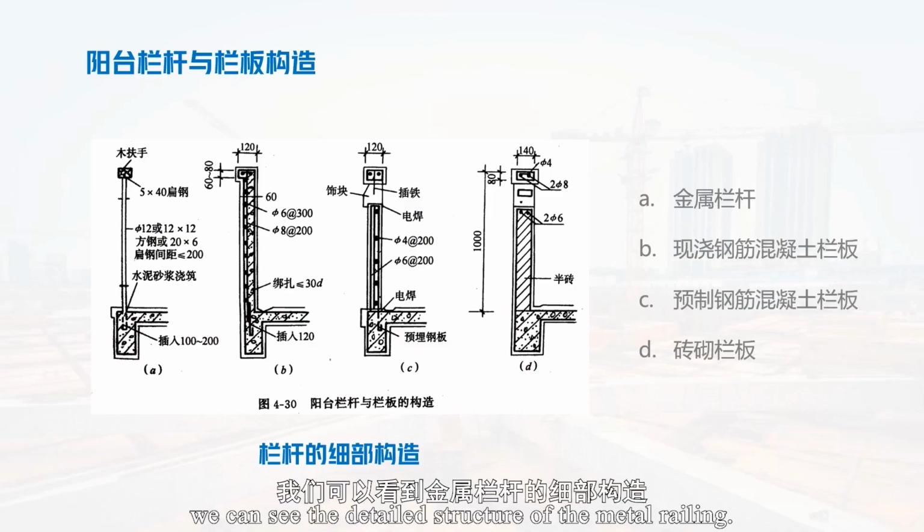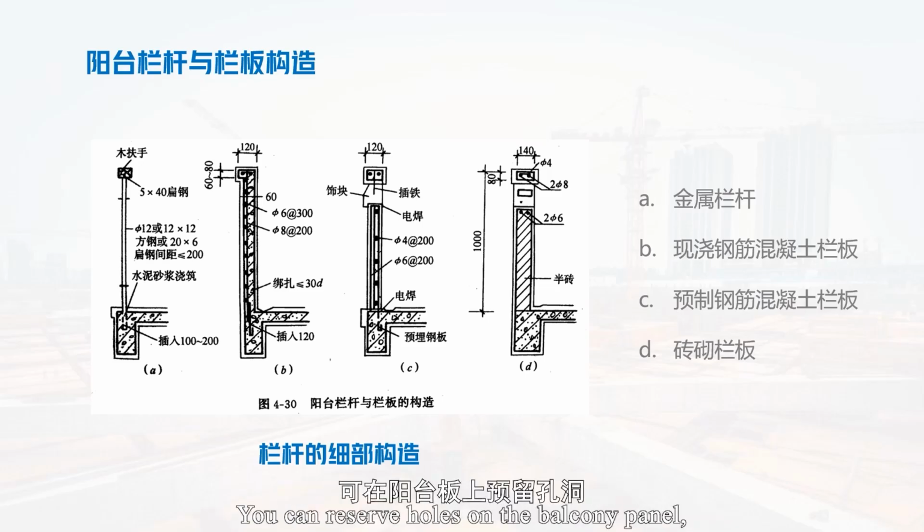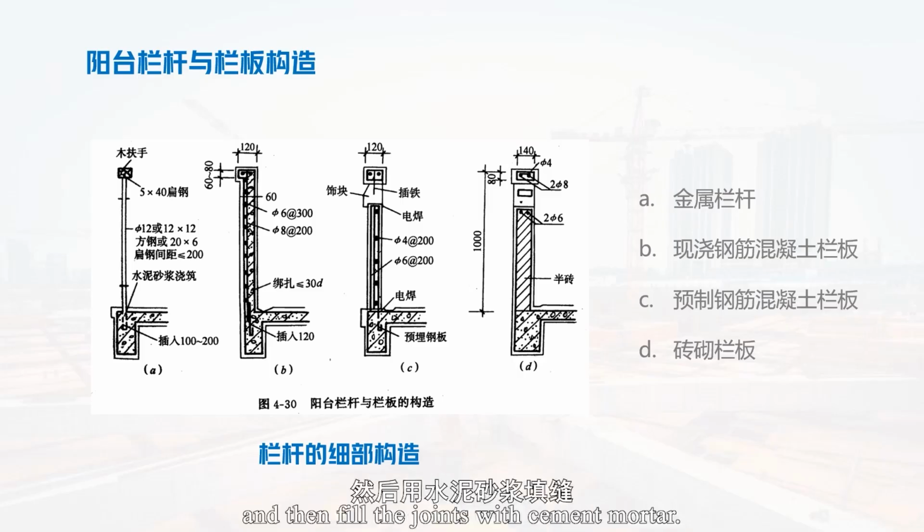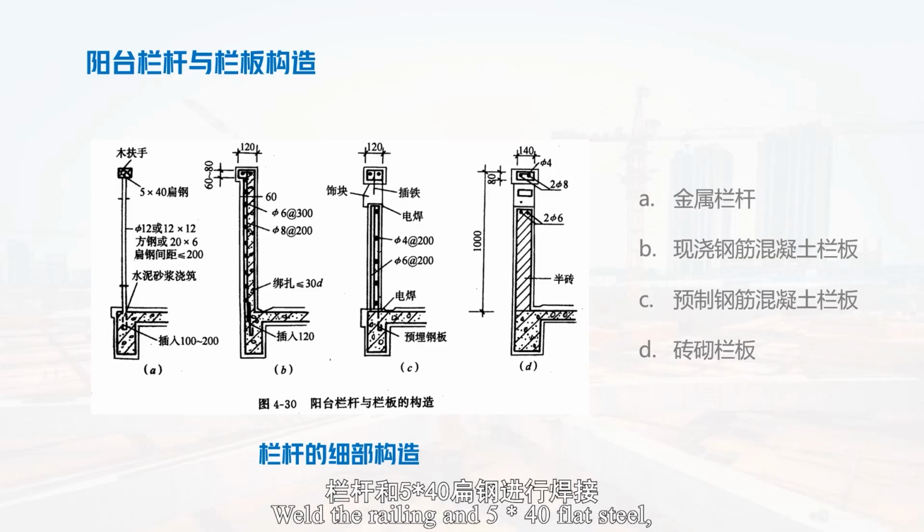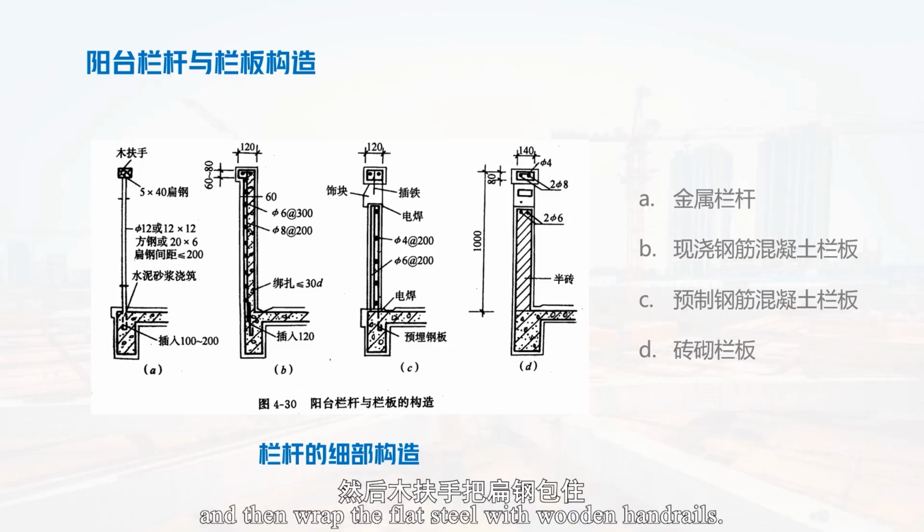From Figure A, we can see the detailed structure of the metal railing. You can reserve holes on the balcony panel. Insert the railing, and then fill the joints with cement mortar. Weld the railing and 5*40 flat steel, and then wrap the flat steel with wooden handrails.